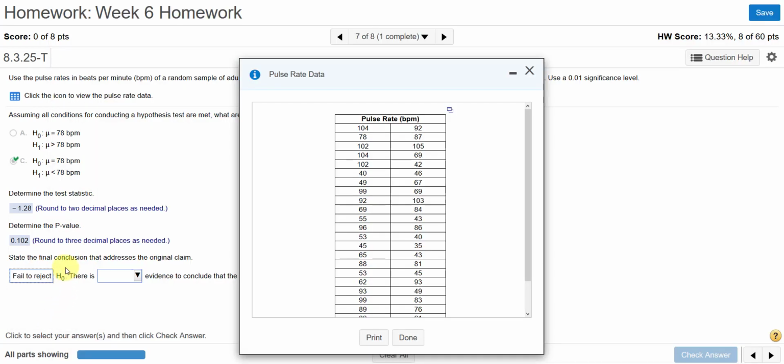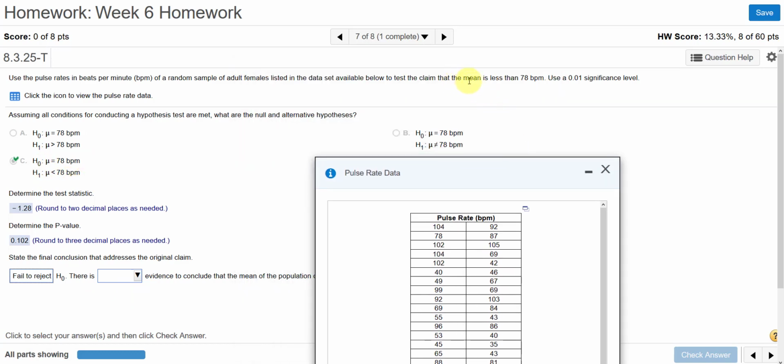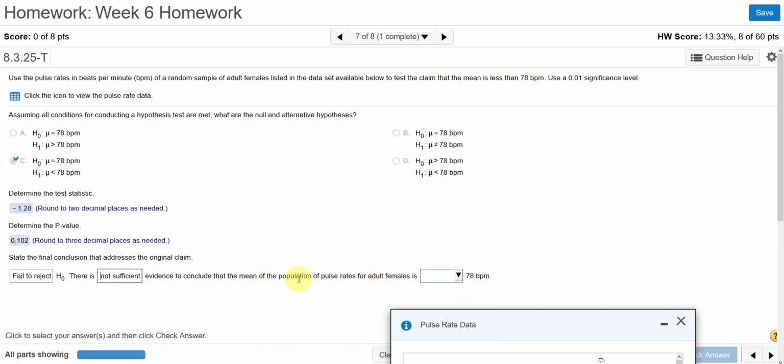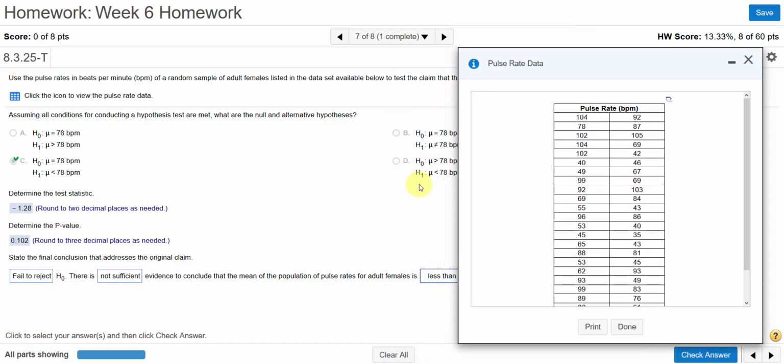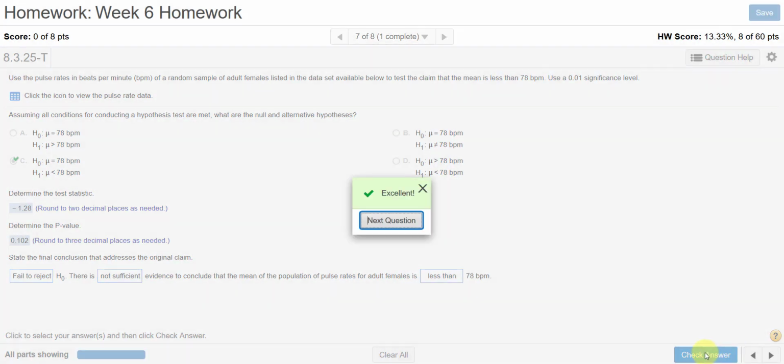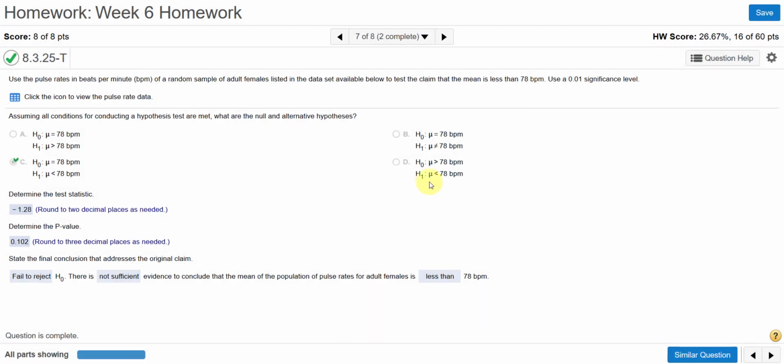So, fail to reject the null hypothesis. The claim wants the mean to be less than, so they support H1, but now we fail to reject H0. Therefore, there is not sufficient evidence to conclude that the mean of the population of the post race pulse rates of adult females is less than 78 beats per minute. Check the answer, and that is correct.